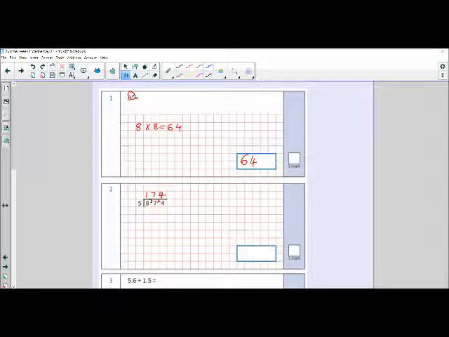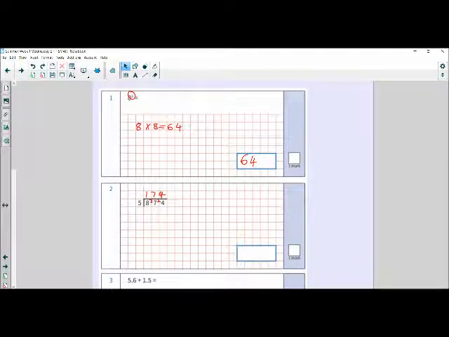Now, with that remainder, we don't just write remainder 4, we can put it as a fraction. So it's 174, and then for your fraction, 4 is your numerator, which was your remainder, and then 5 is your denominator, because that was the original number you would divide by. So it's 4 over 5.